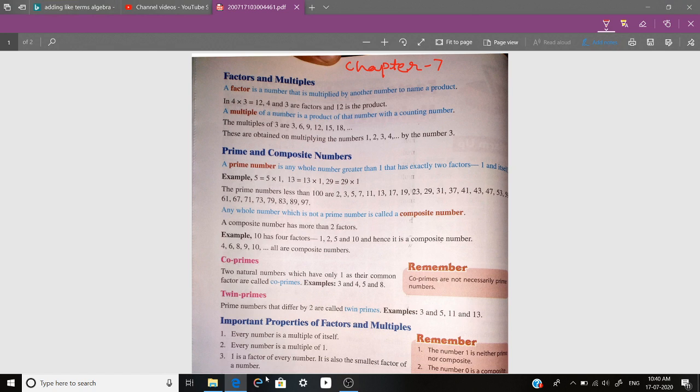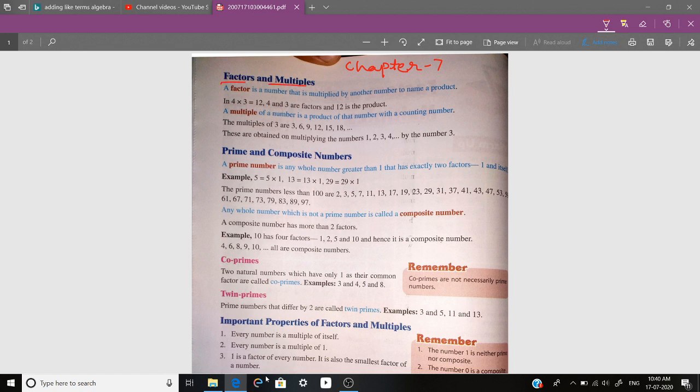This is a video for your maths subject and the chapter is chapter 7. The name of the chapter is factors and multiples. Students, today I'm going to start this chapter. In your UT second, chapter 7 as well as the previous chapter 4 which we have studied are coming. So these two chapters are coming, chapter 4 and 7. So now let us start this chapter.